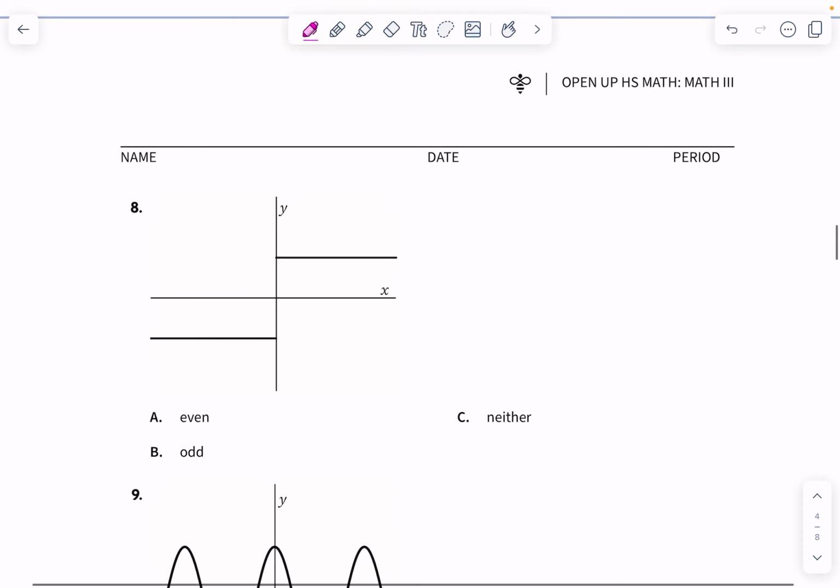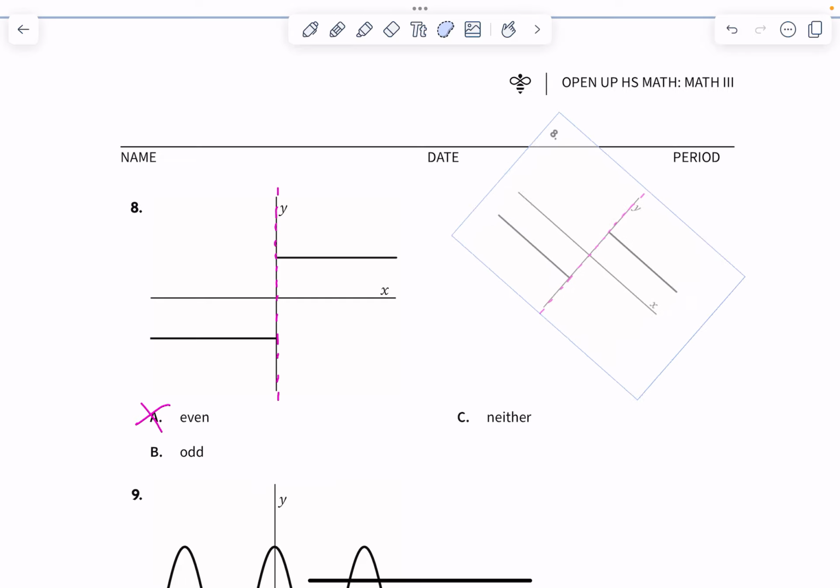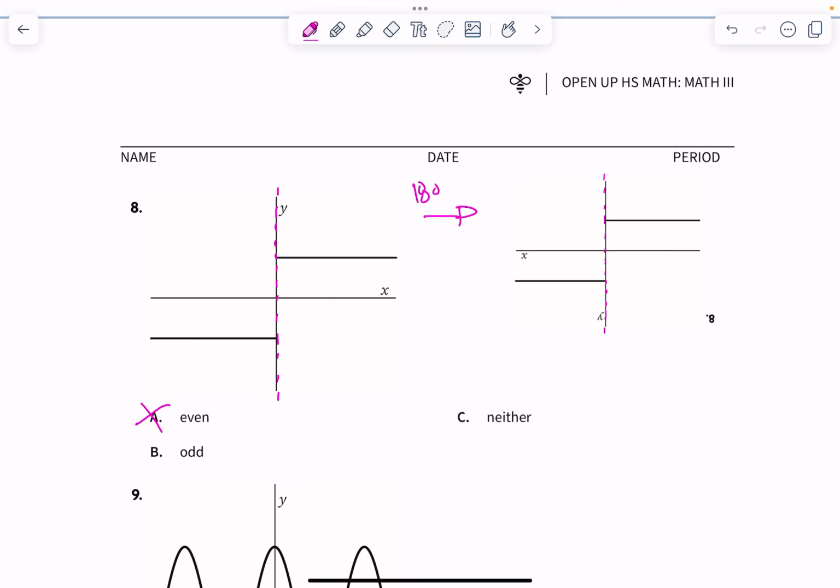Okay. What about this right here? Again, I can't fold this, right? It will not overlap like a sandwich or whatever you want to call it. So not even. What about odd? If I were to rotate this 180 degrees, let's do that. I haven't done that in a little bit. Copy, paste image, right? And now I'm going to rotate 180 degrees. Yep, these two are exactly the same. So it's symmetrical around the origin. Okay.